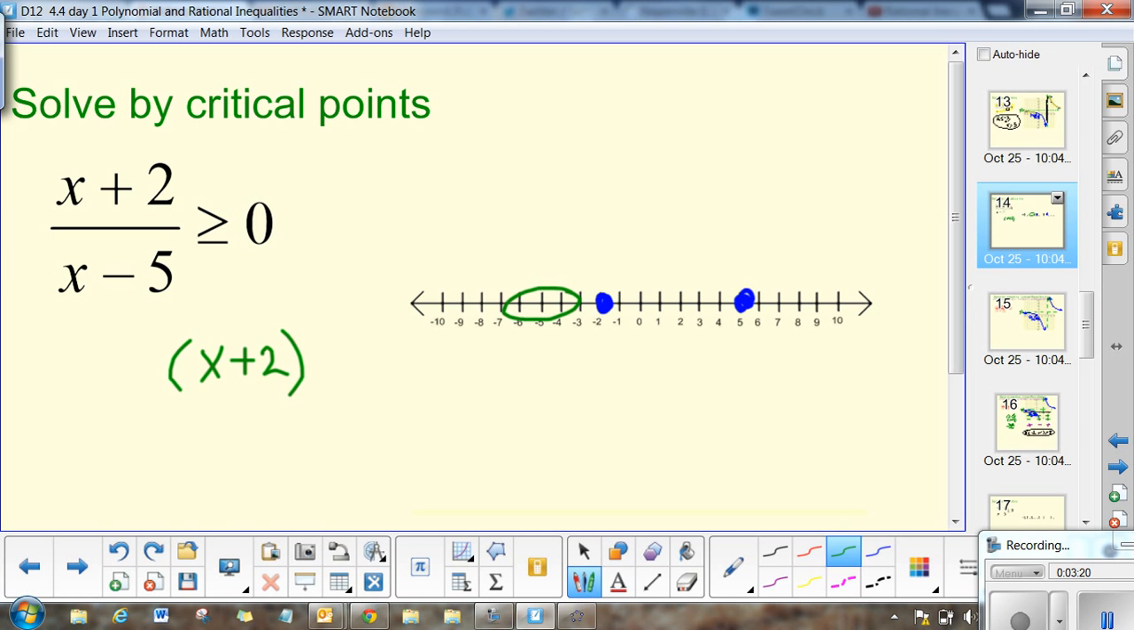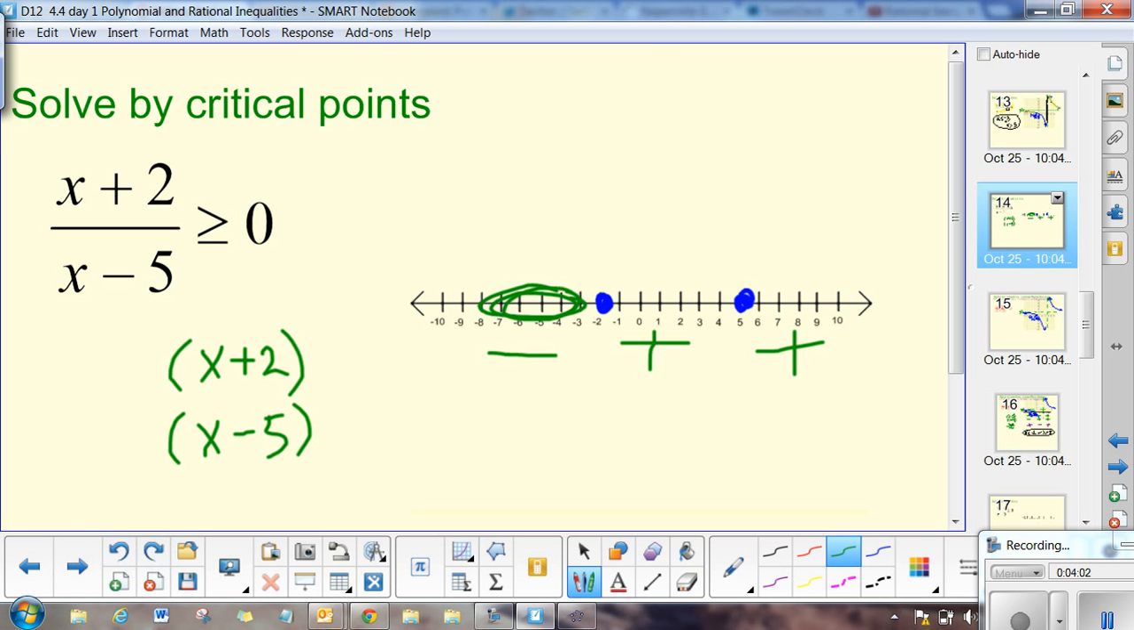Now we're just going to check one of the points in each area. So maybe -5. If I put -5 in here, that'd be -5 plus 2, which we know is a negative number. I could try 0 plus 2, which becomes a positive number. And I'm going to check a number in here, let's say 7 plus 2, and that becomes a positive number. Okay, so let's try another one: x minus 5.